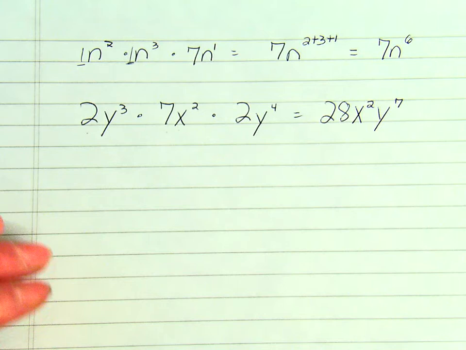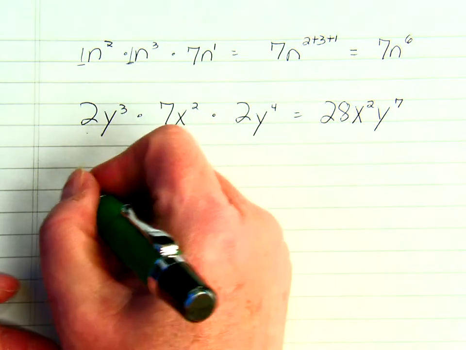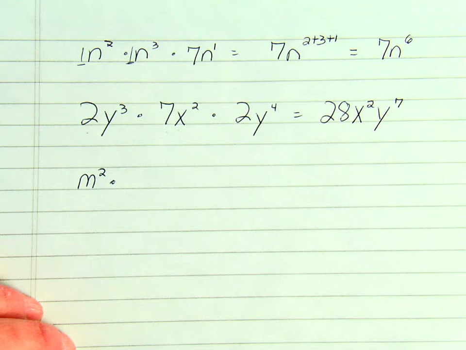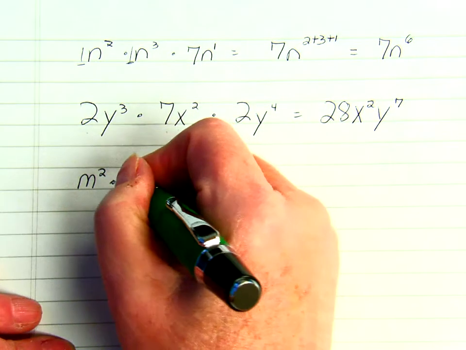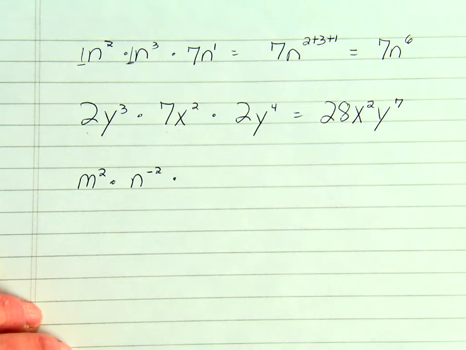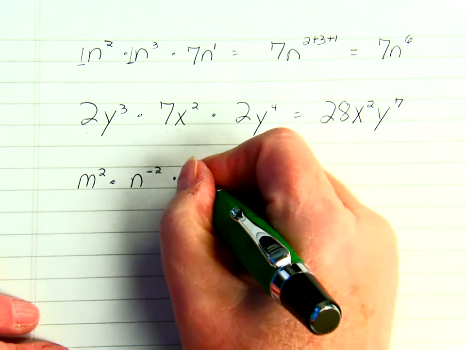Okay, let's do one more problem like that just so that we have that little bit extra. We've got m squared times n to the negative 2 times 7m.